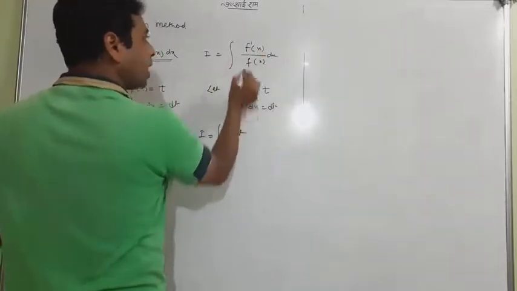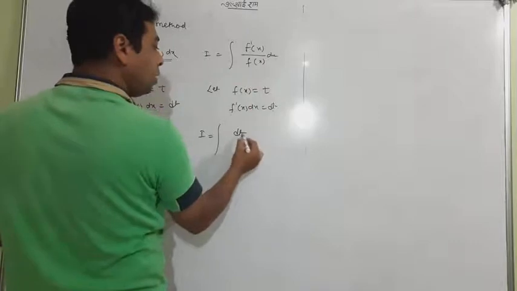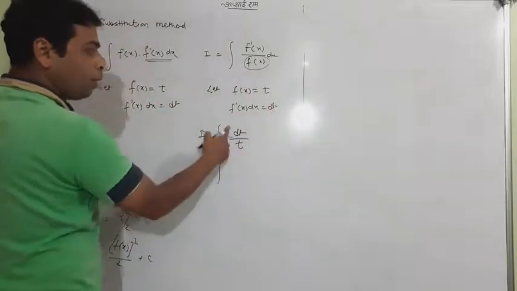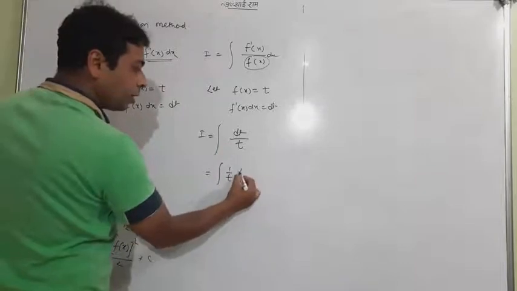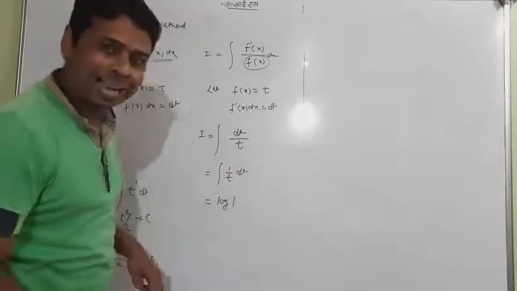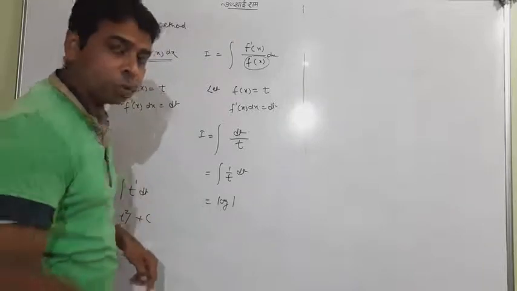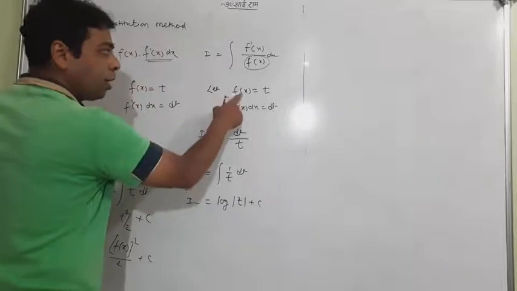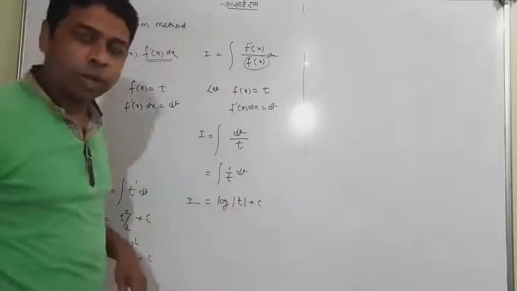You understand f dash x dx is equal to dt, and on the other side only f of x was t. This is going to be 1 by t dt, and you remember, student, that 1 by t has an integration like 1 by x. 1 by x was log x, so 1 by t is log t plus c, and after putting the value of t equal to f of x, this is going to be your answer.